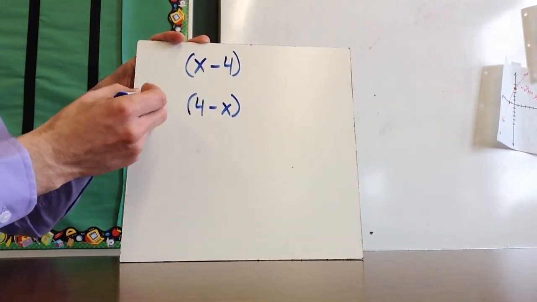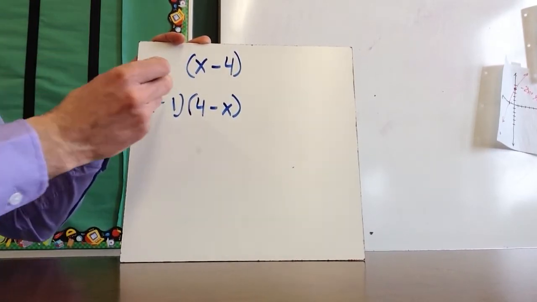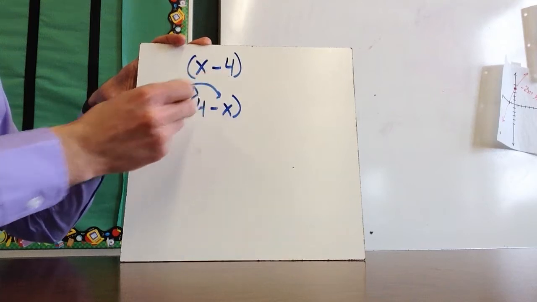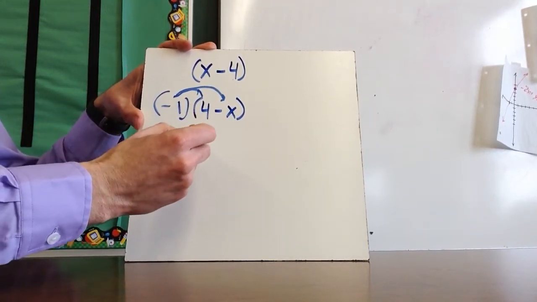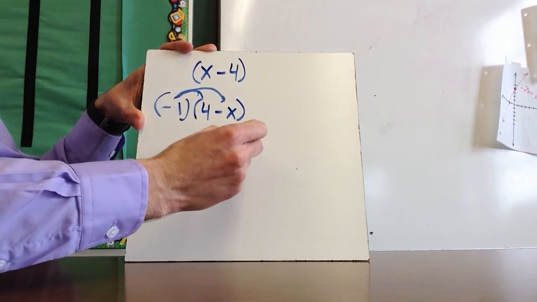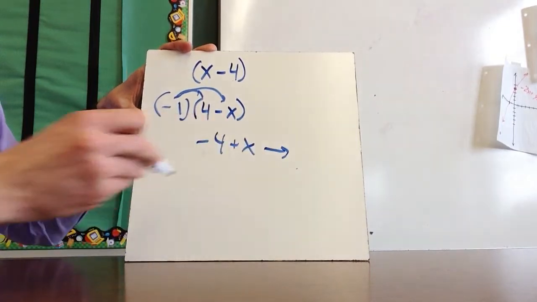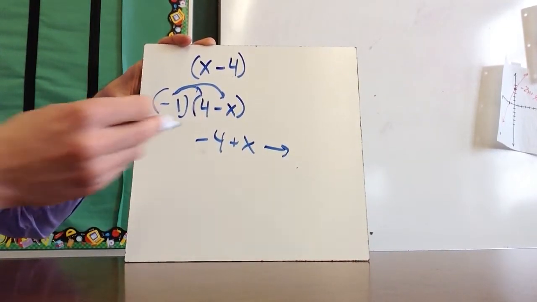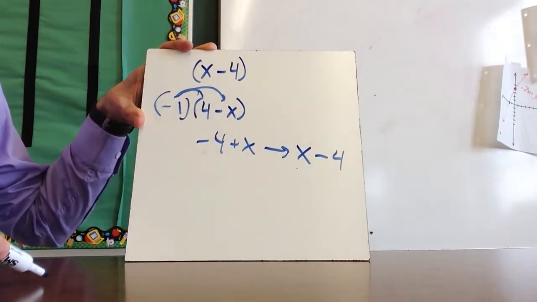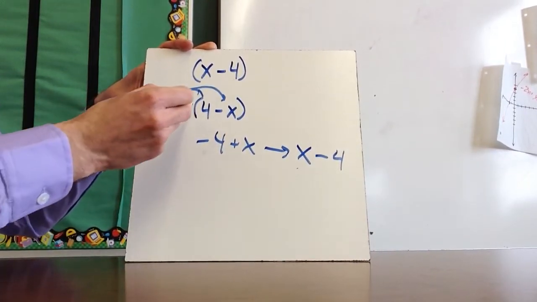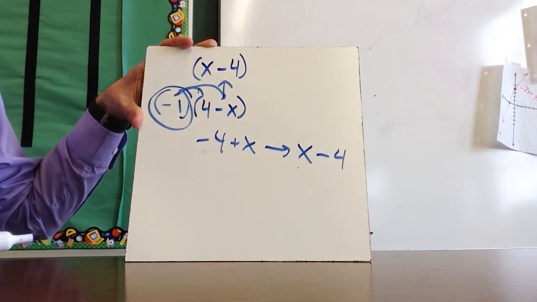Now, if I were to multiply a negative 1 times this, remember that means I'm now going to distribute. Okay, and so this is now going to become negative 4 plus x. Right? And then if I rewrite this, because the commutative property allows me to rewrite it, I could write this as x minus 4. So you'll notice that by multiplying a negative 1, I essentially was able to flip this to make it look like that.